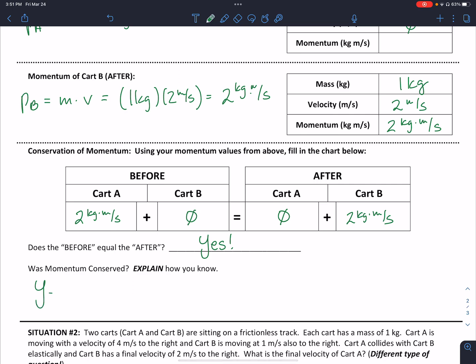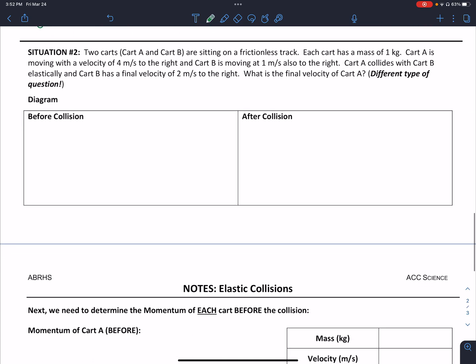So was momentum conserved? Absolutely. Remember, the momentum before equaled the momentum after, which is the definition of conservation of momentum. All right, now let's look at a different type of problem.